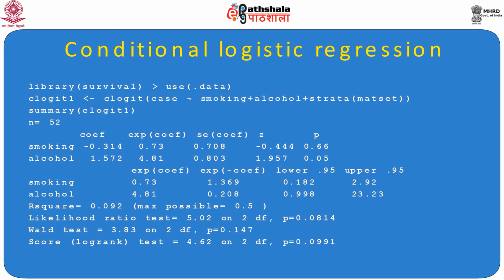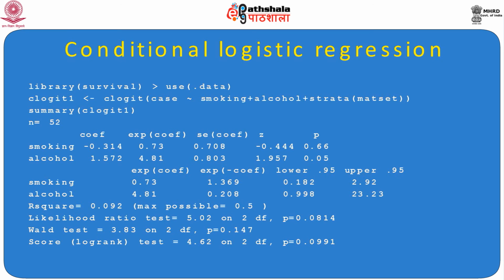Now we will go for conditional logistic regression, and that can be done with the library called survival, and clogit1 we are assigning through the function clogit. Clogit stands for conditional logistic regression, where cases is considered as the response variable, and smoking and alcohol with the strata of matched set are considered.